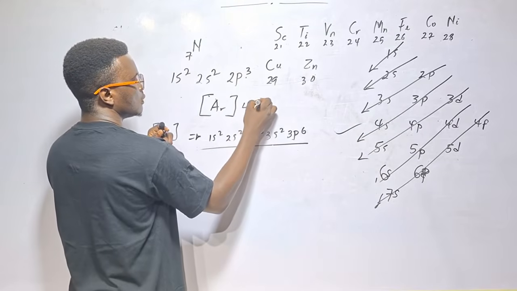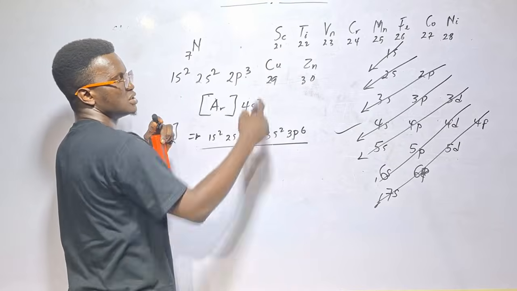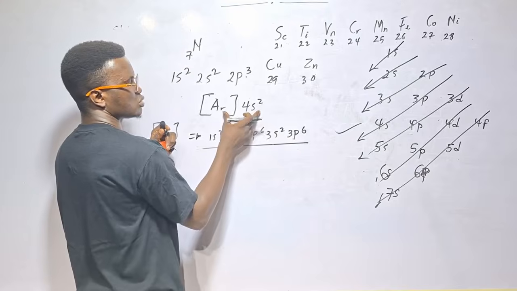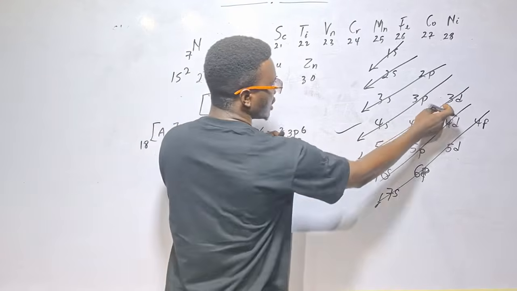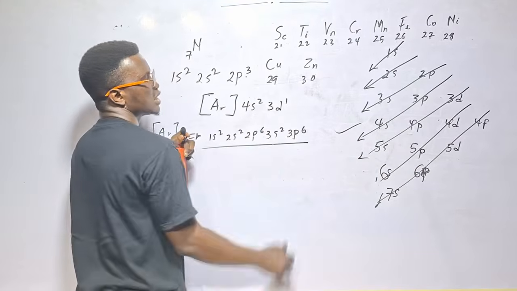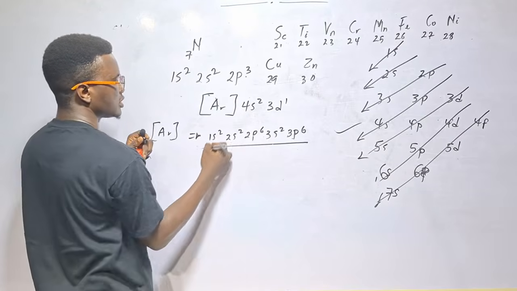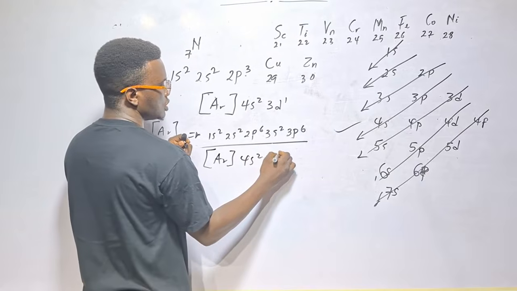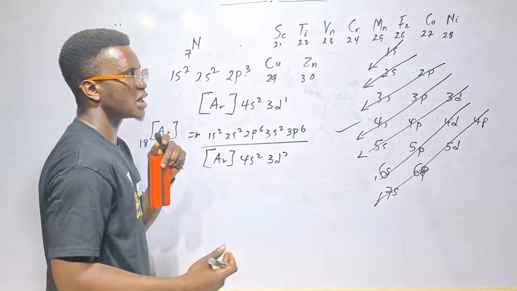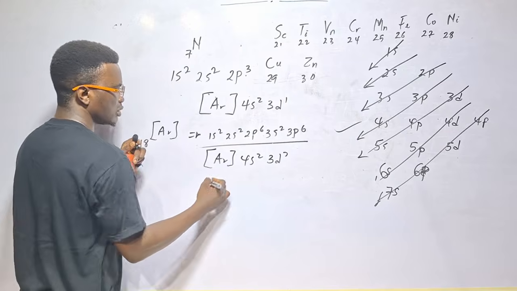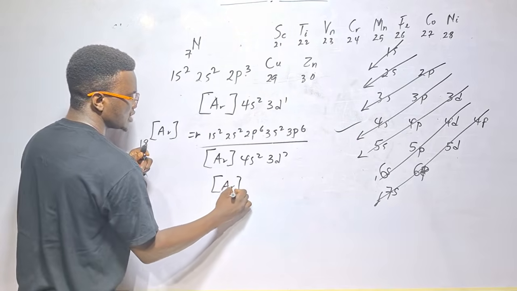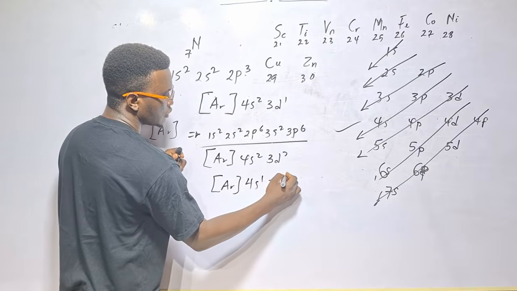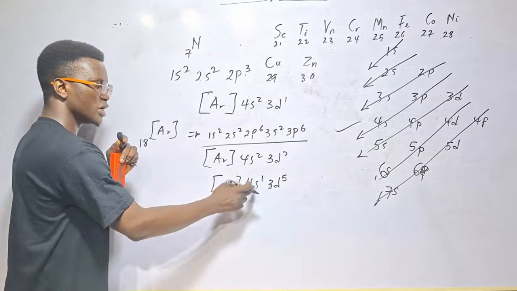Then after 3p6, which one is next? 4s2. And you remember, scandium is 21, so 2 plus 18 now makes 20. It remains 1. After 4s, then you fill 3d1. So that's scandium. Do the same thing for titanium. That's going to be argon, 4s2, 3d2. Do the same thing for vanadium, but note something about chromium, because it can test you in any exam. Chromium is going to be 4s1, 3d5, not 4s2, 3d4.